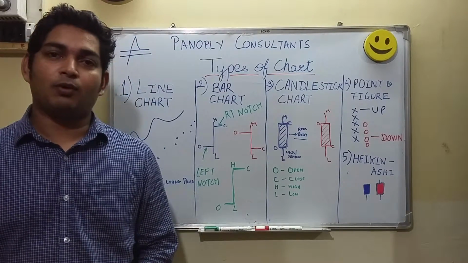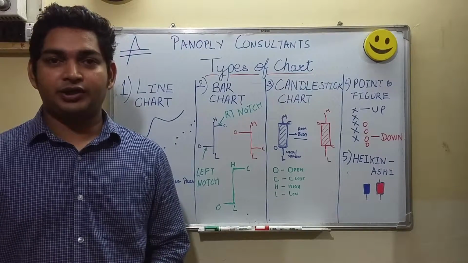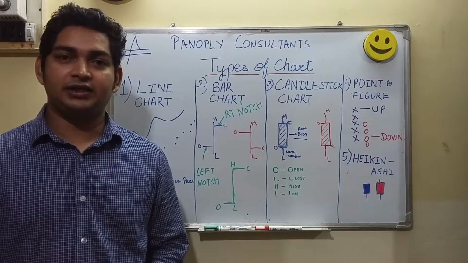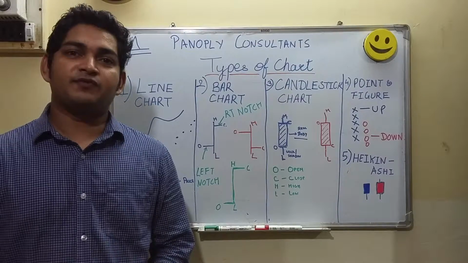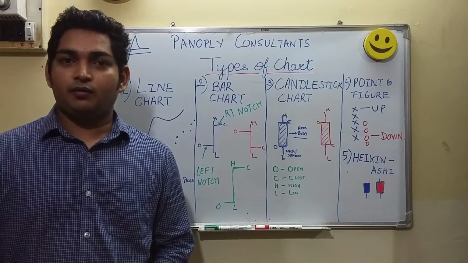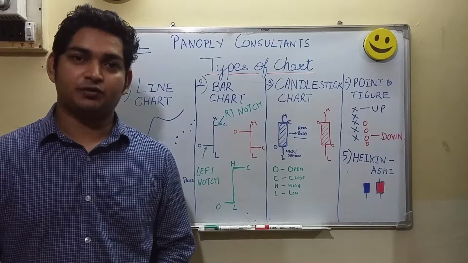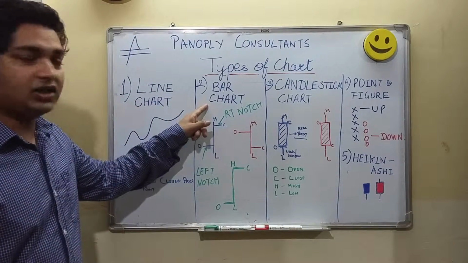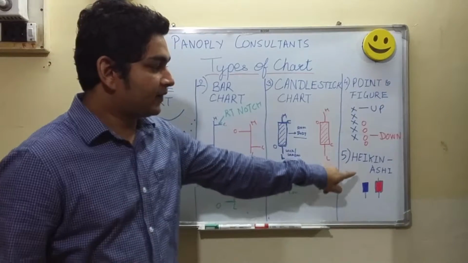Today we are going to learn about different types of charts. Charts are basically used in the education of technical analysis, and technical analysis is basically understanding the market dynamics with the help of charts. Now there are different types of charts that a person has to look at while trading in the financial market. Today we are going to cover the 5 different types of charts that are widely used in the financial market: line chart, bar chart, candlestick chart, point and figure, and Heikin-Ashi.